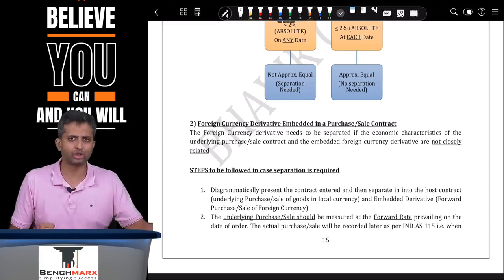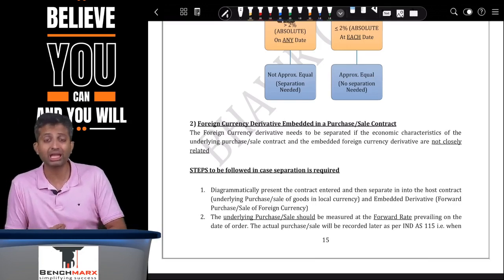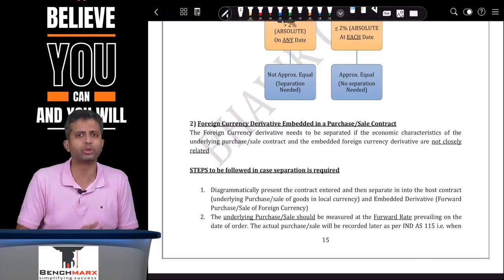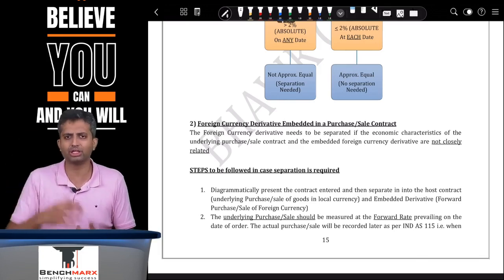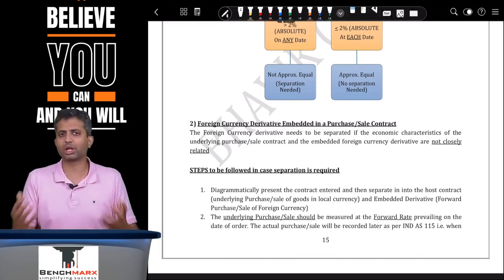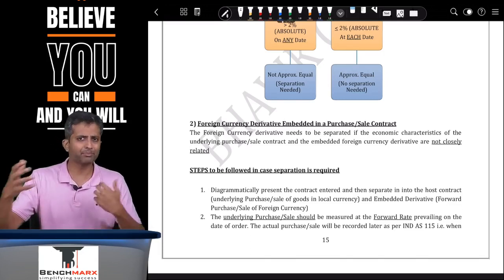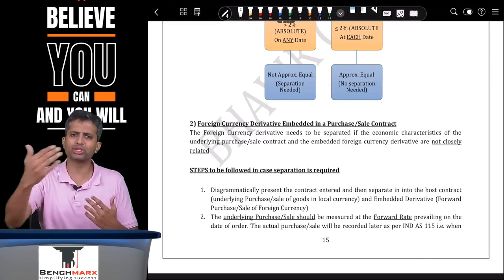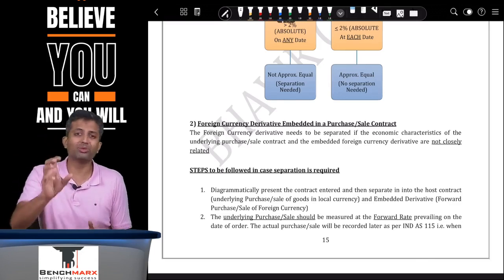Like oil is usually priced in dollars. So if I am an Indian company buying oil from a Saudi Arabian company, and the transaction is priced in dollars, I would still say they are closely related, because oil is denominated in dollars. You will find hundreds of articles on the net which show a relationship between the dollar and the oil price. And lastly, the transaction is not priced in the currency of the primary economic environment in which an entity operates. For example, if I'm a Swiss company, my currency is the Swiss franc. However, the euro is also accepted, so I might do a transaction with a Swiss company in euros. It is still in a currency which is accepted in the primary economic environment of one of the parties.